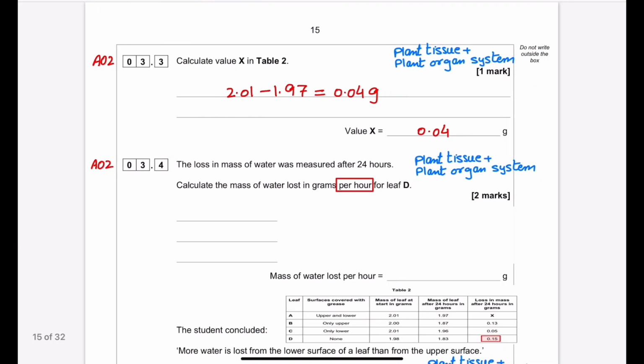So what do we need to do? We need to take the value from the table, the total mass lost, and divide it by 24. We will get the mass lost in 1 hour.